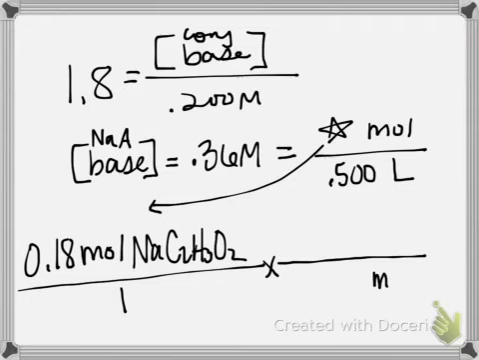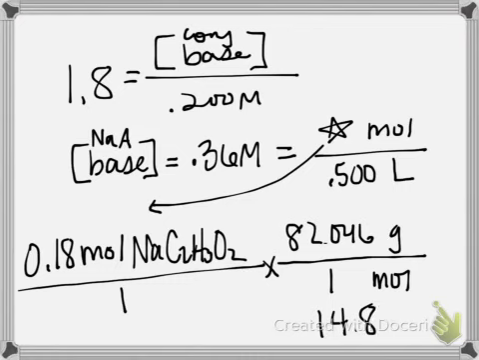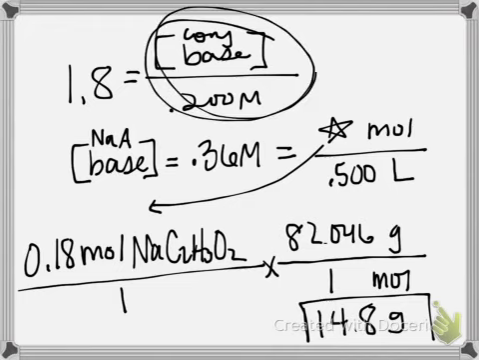If we convert from moles to grams, the molar mass is 82.046, and we are done. When you multiply this out, you get 14.8 grams. So this is a great practice problem because of what we had to do earlier and solve for that ratio of the base to the acid and get that value of 1.8.